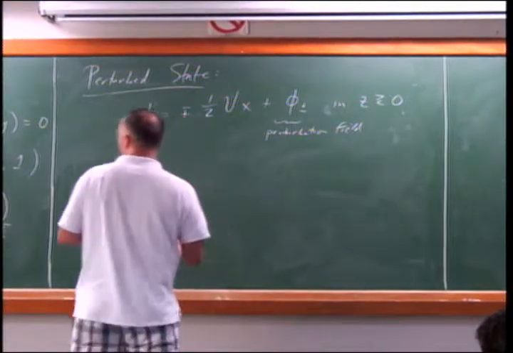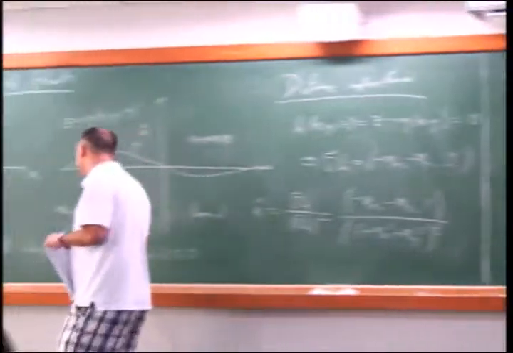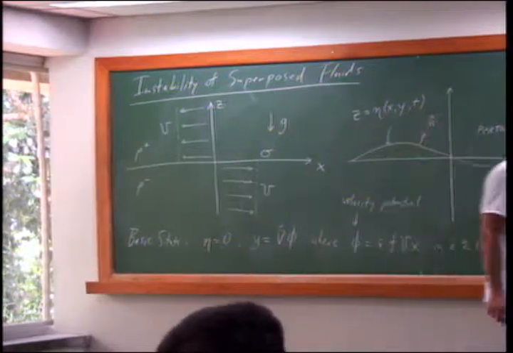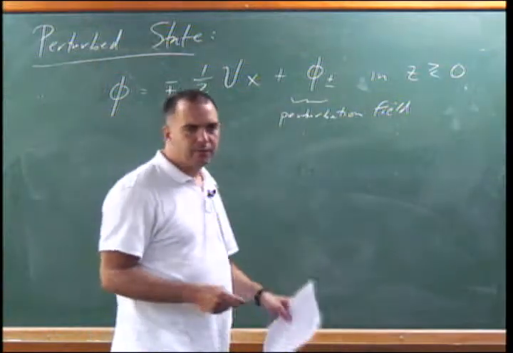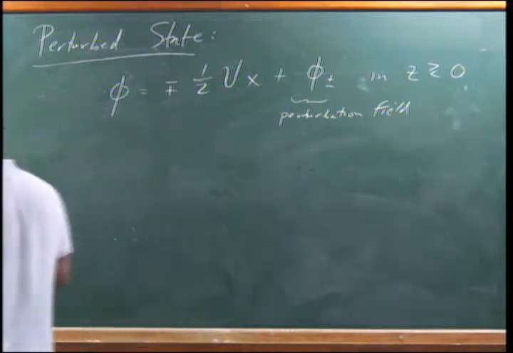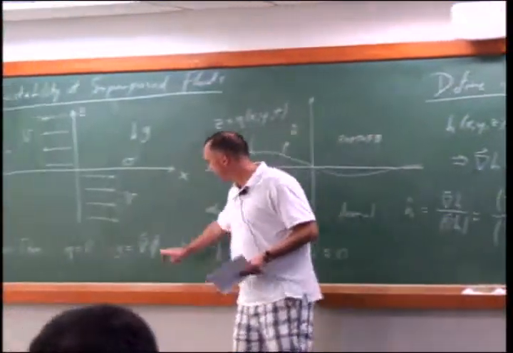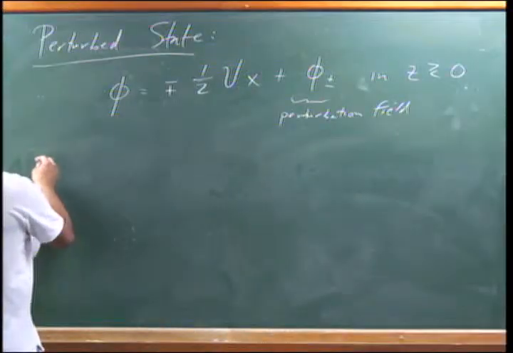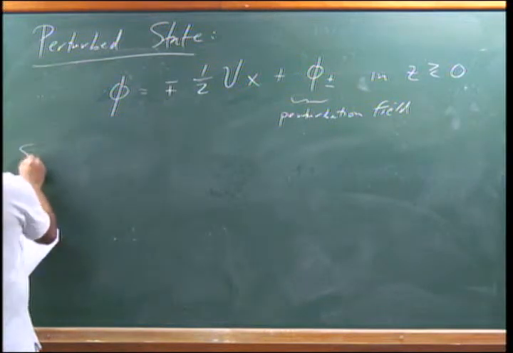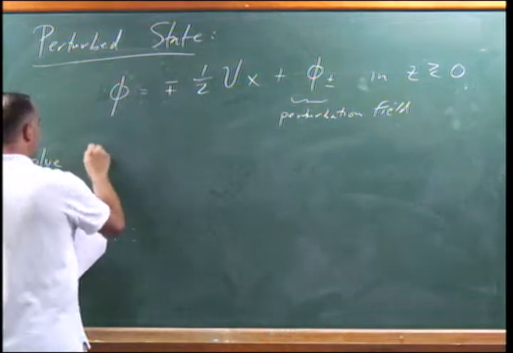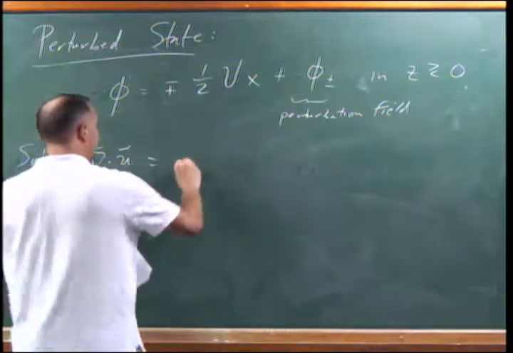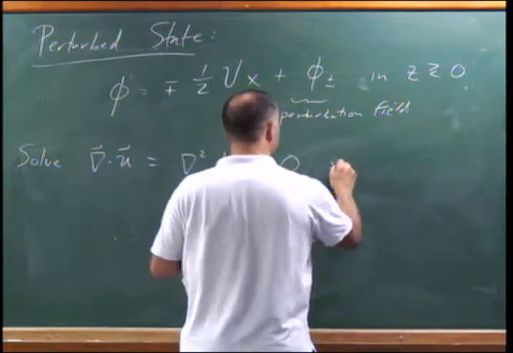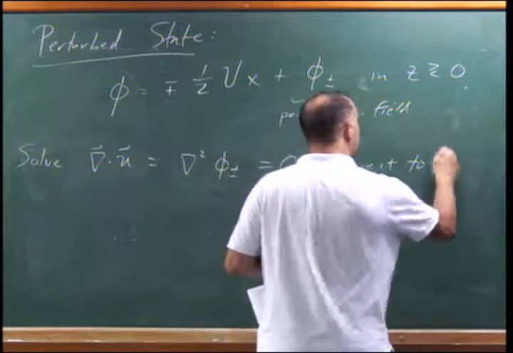Okay, so if it's a potential flow, so if we can express the velocity as the gradient of a scalar, we know that from continuity, the divergence of the velocity has to vanish, so the velocity potential has to satisfy the Laplacian. The Laplacian of the velocity potential has to be 0. Okay, so we have to solve that, subject to the boundary conditions.